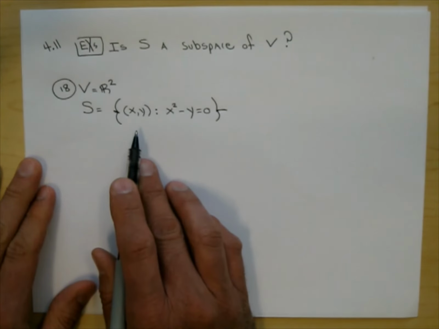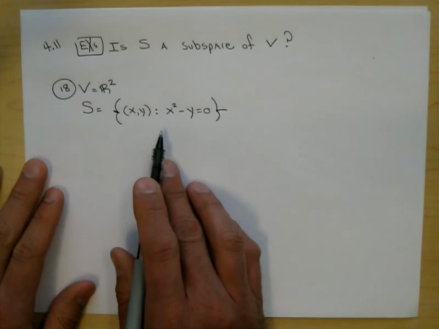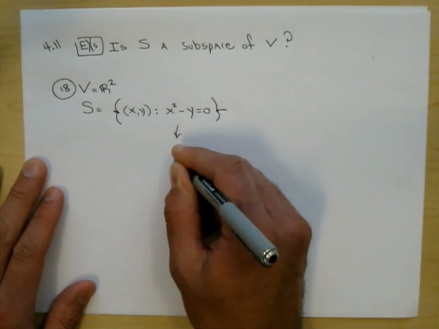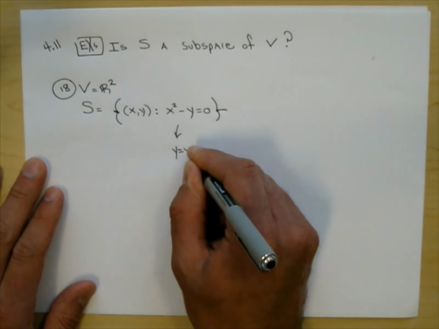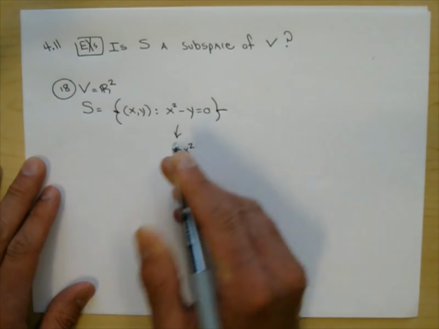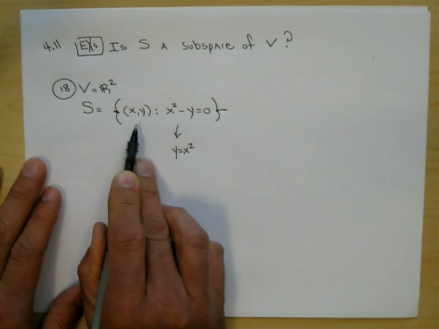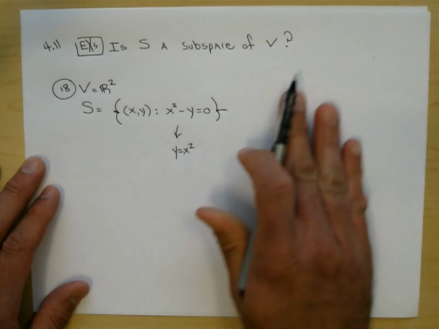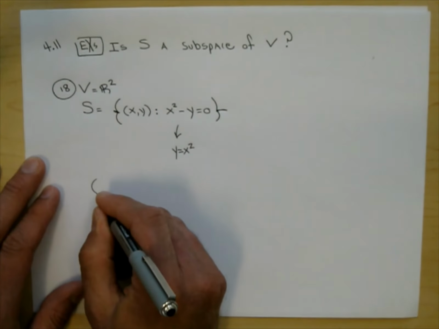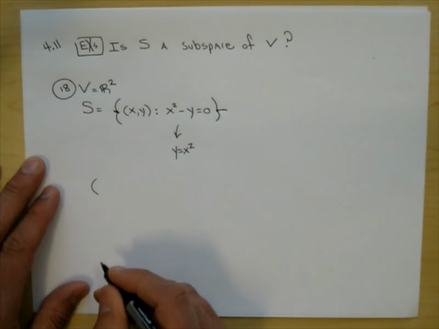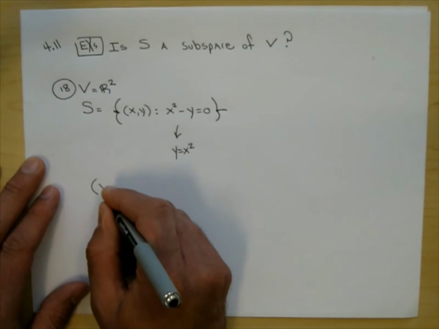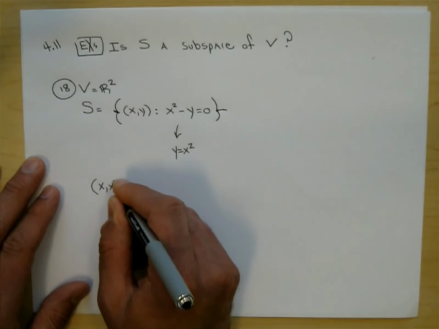So one way of doing this problem is to solve for y. So y equals x squared. So we can write an element in S. This is a subset. We're seeing if it's a subspace, which is a vector space within a vector space. So we can write an element like this. An element of S looks like x, x squared.